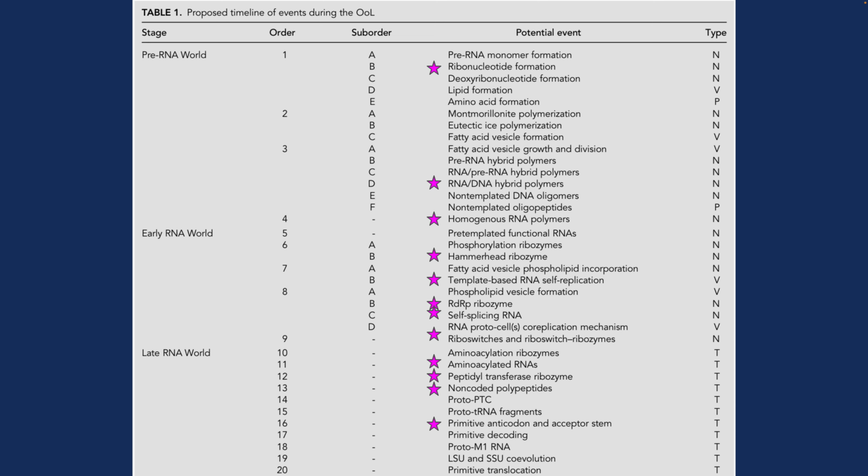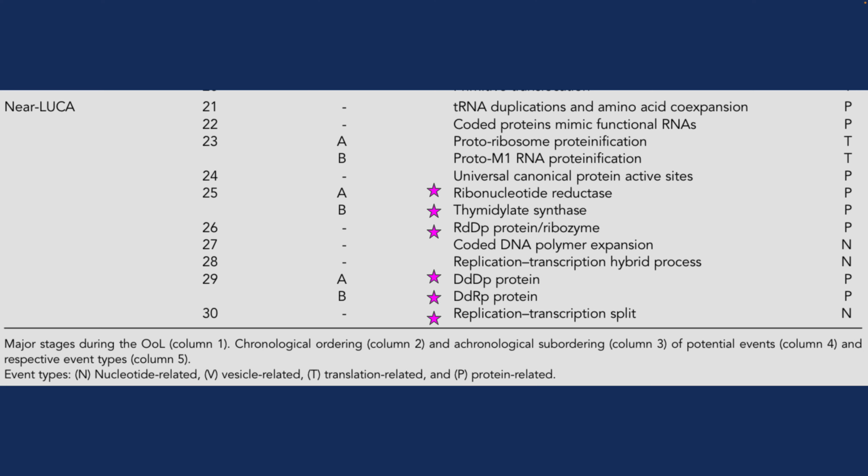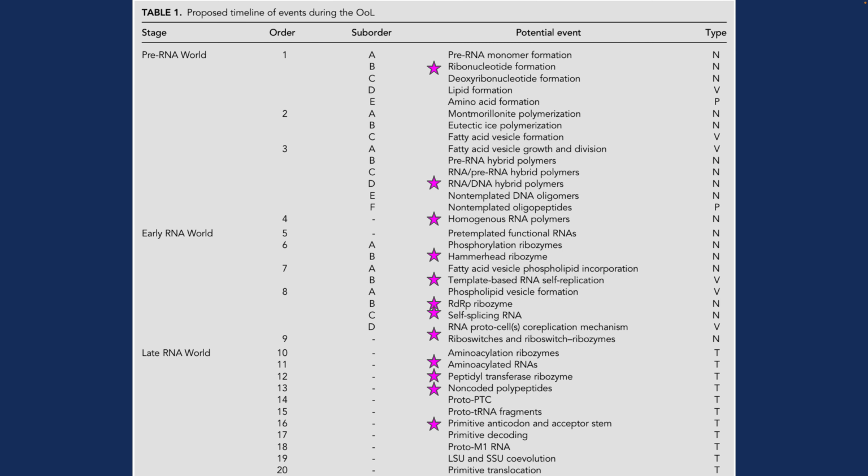This is the single figure from the entire review. It is their timeline. It's divided into 4 stages: the pre-RNA world, the early RNA world, the late RNA world, and the near LUCA stage. All of these stars here are basically the topics that we've discussed in this class that you should be familiar with. But you can see basically how they emerged. We started with pre-RNA monomer formation, and then shortly afterwards, they formed into oligomers.